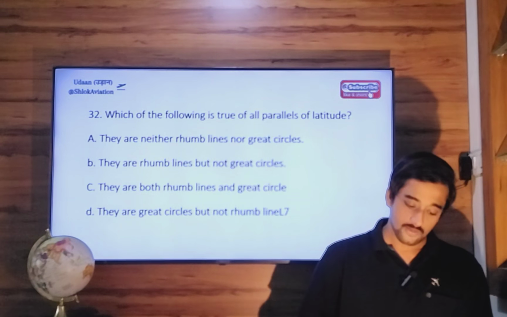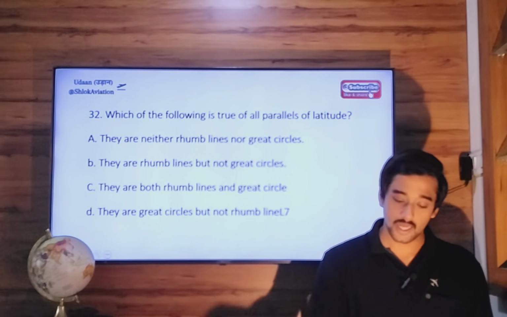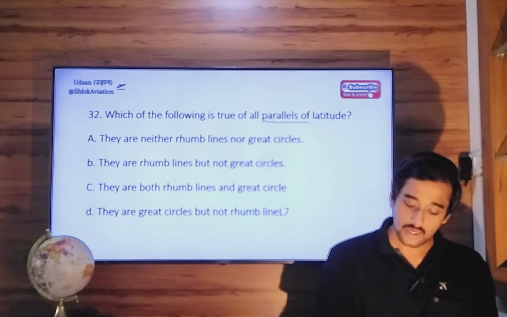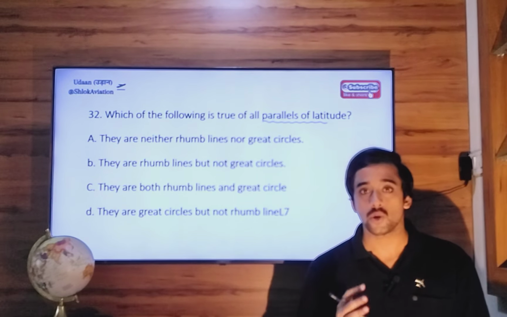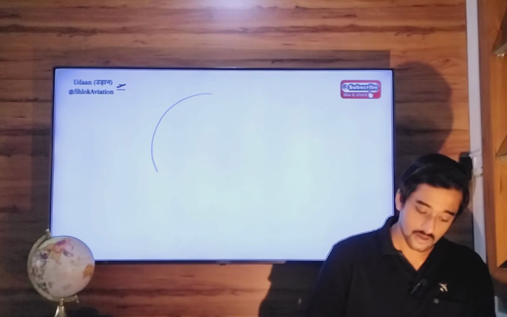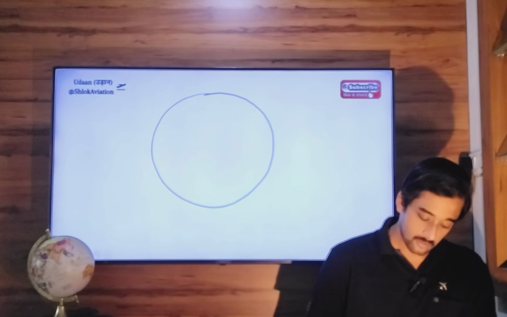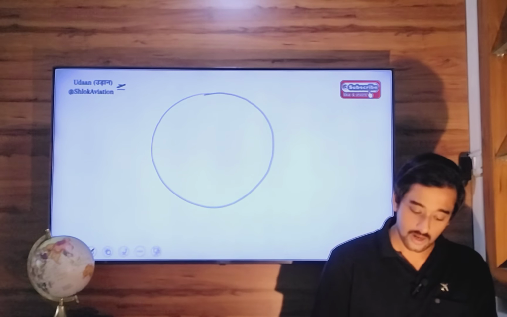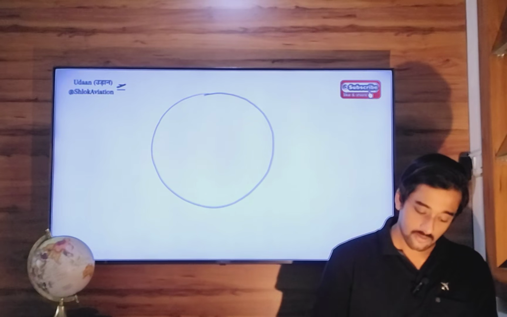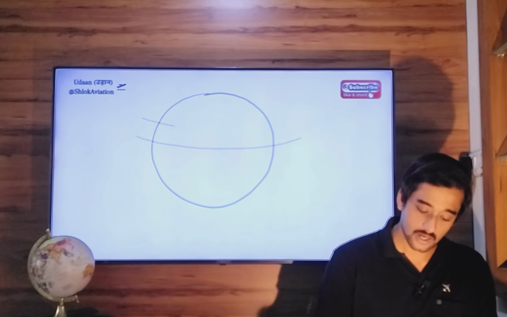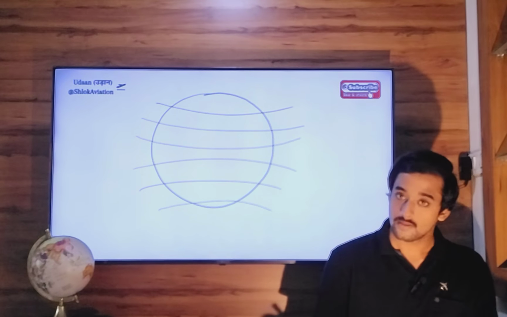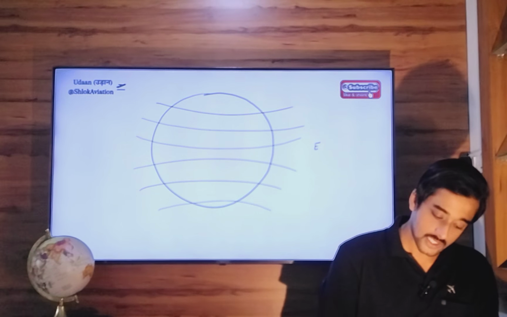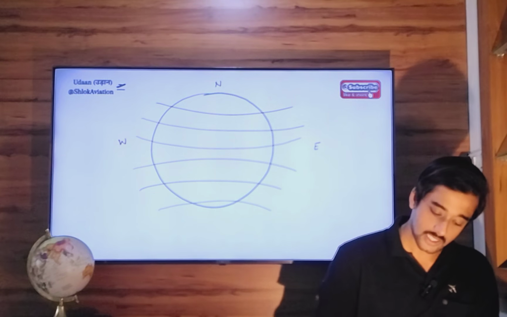Next, which of the following is true of all parallels of latitude? All parallels of latitude means all latitudes including the equatorial latitude. Now remember, let's say this is your Earth's surface. All parallels of latitude will run in the east-west direction. East is here, west is here, north is here, south is here.